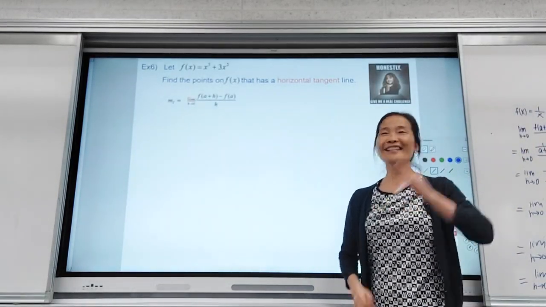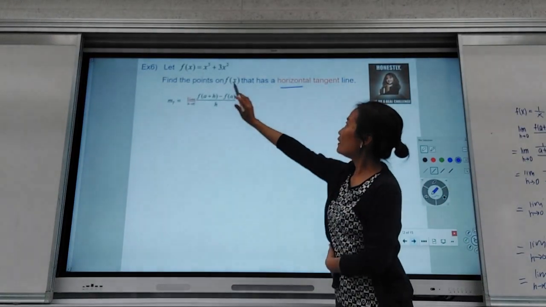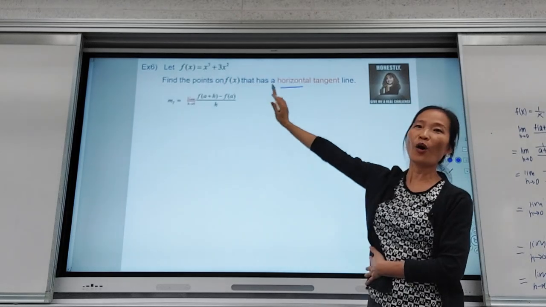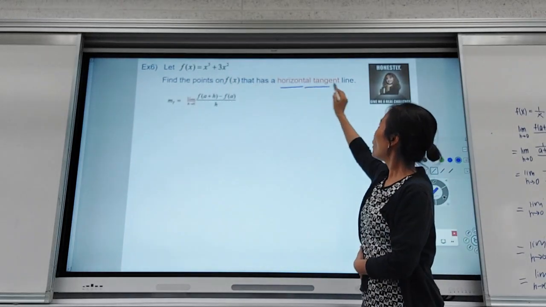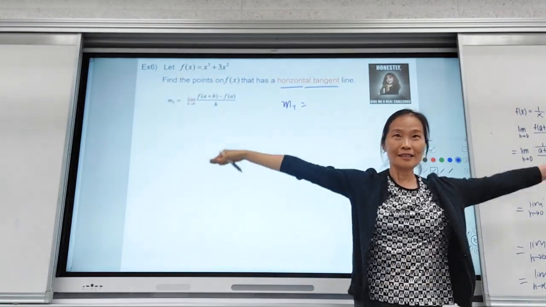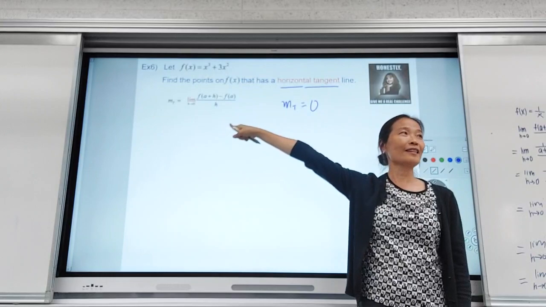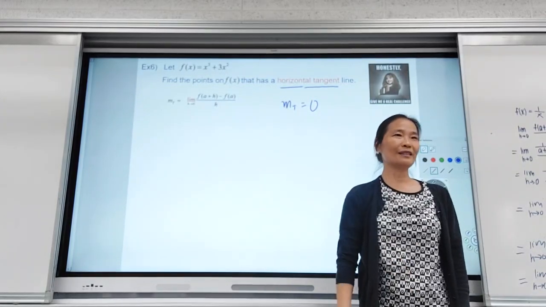Sorry, can I borrow 10 seconds? I just want to say, when we say find the point where f has a horizontal tangent, what is the slope of the tangent when you have a horizontal tangent? 0. So same thing: set the slope equal to 0 and find the point.